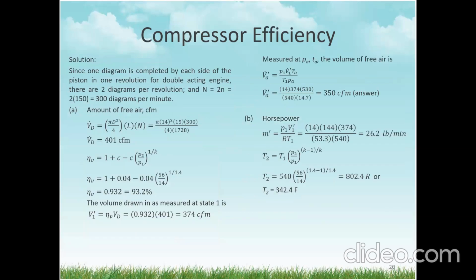Solution. Since one diagram is completed by each side of the piston, one revolution for double acting engine, there are 2 diagrams per revolution. Diba? Dalawang, and N is equal to 2N is equal to 150. So 2 times 150 is 300 diagrams per minute. Okay? Alright.